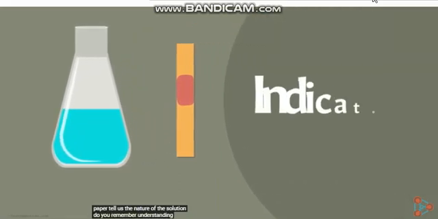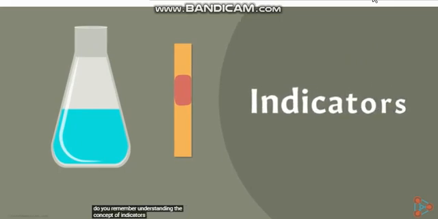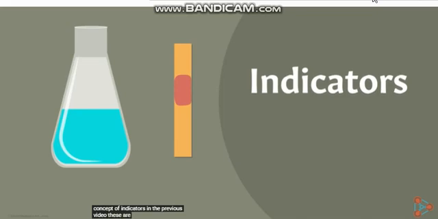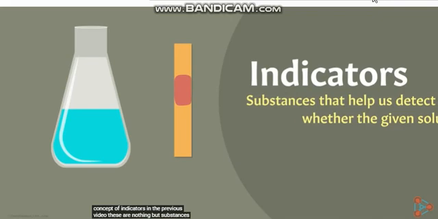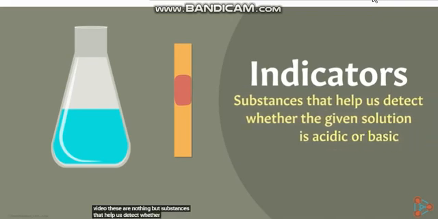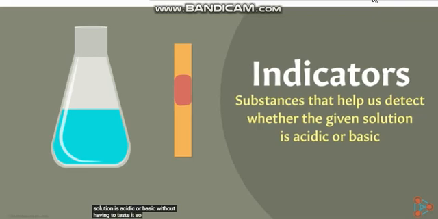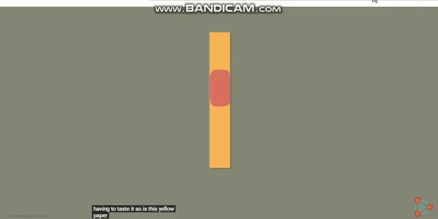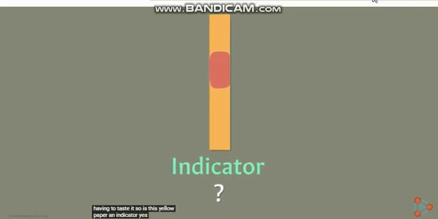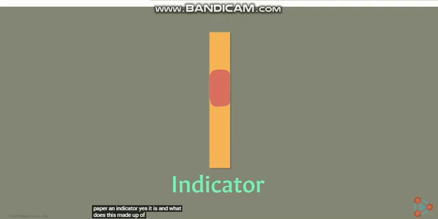Do you remember understanding the concept of indicators in the previous video? These are nothing but the substances that help us to detect whether the given solution is acidic or basic in nature. So without tasting, we can find the nature of any substance.